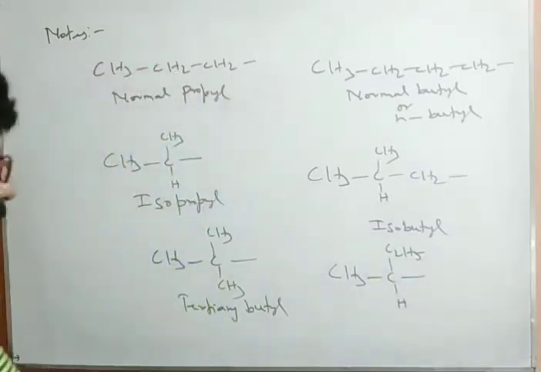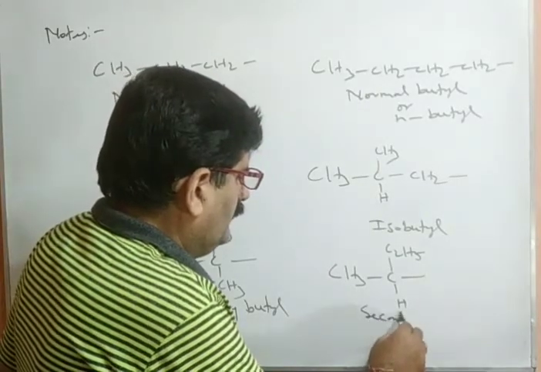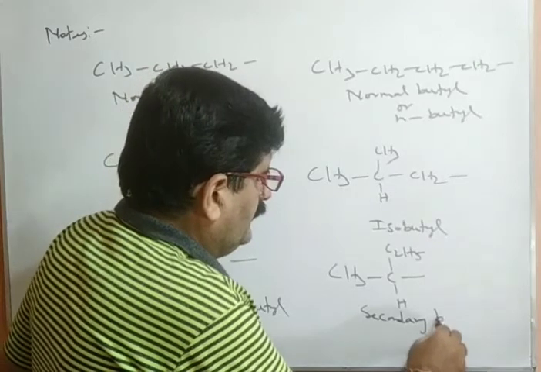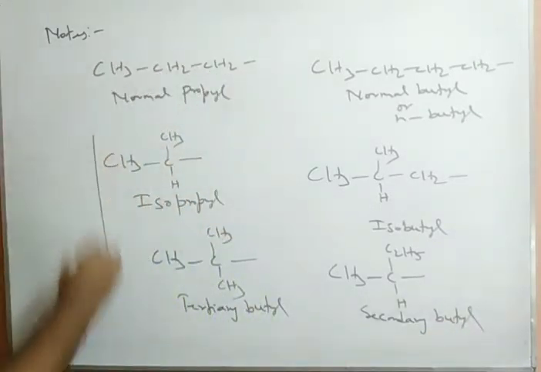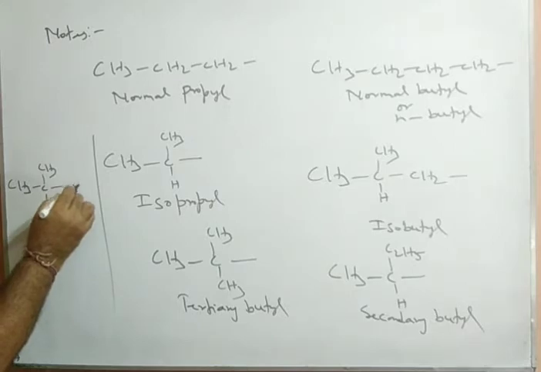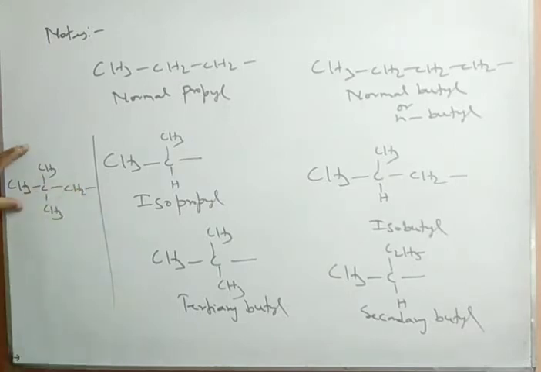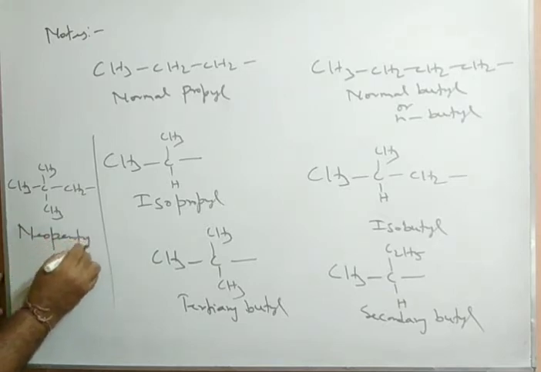This is said to be what? Secondary butyl. Suppose this pattern of group is given. This is called what? Neo. Neopentyl.